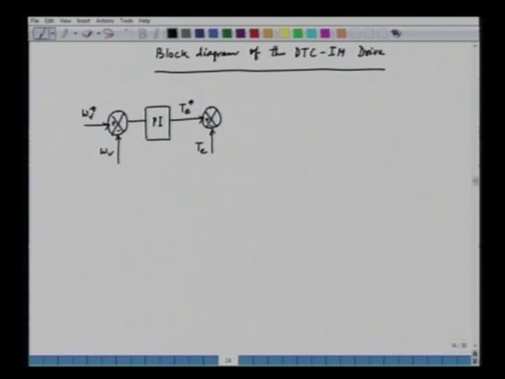And then, as we have already discussed, this is fed to a 3-level hysteresis comparator, and out of this what we obtain is the torque status. Similarly, in case of the flux, we can give the reference flux, and we compare this with the actual flux.